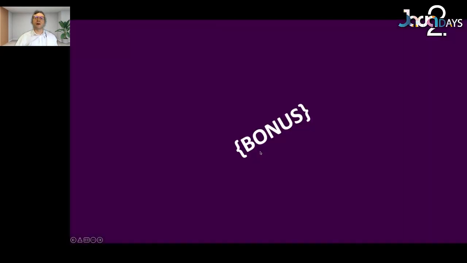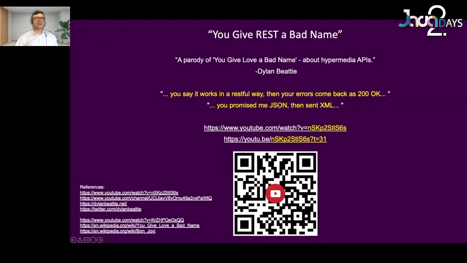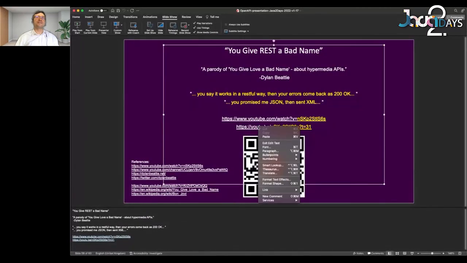And also, before we say goodbye, just this morning, a very close friend who knew that I'm talking about APIs sent me this, and I thought it's pretty cool to share it with you guys. It's a video clip by Dylan Beatty, who's a developer and a musician, and it's a parody of You Give Love a Bad Name by Bon Jovi. I think it's really applicable to what I just said because of the lyrics. You say it works in a RESTful way, then your errors come back as 200 OK. And also you promise me JSON, then send XML. So just for quick fun, let's check it out.